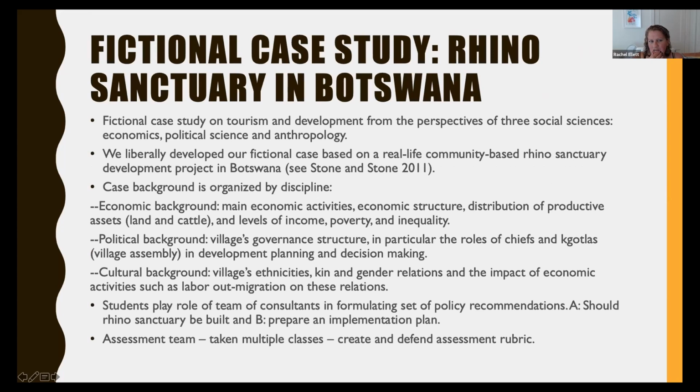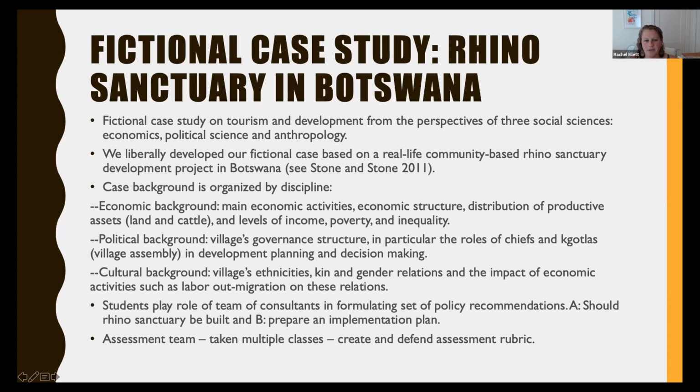So we decided to come up with a fictional case study based on a real-life community-based project from Botswana. So this was a rhino sanctuary project. And so it was, in terms of topics, looking at tourism and development from the perspectives of these three social science disciplines: economics, political science, and anthropology. And by choosing to write a fictional case study, I think this gave us a lot more control in terms of writing up the case study with the specific three backgrounds: the economics, politics, and cultural or anthropological background.